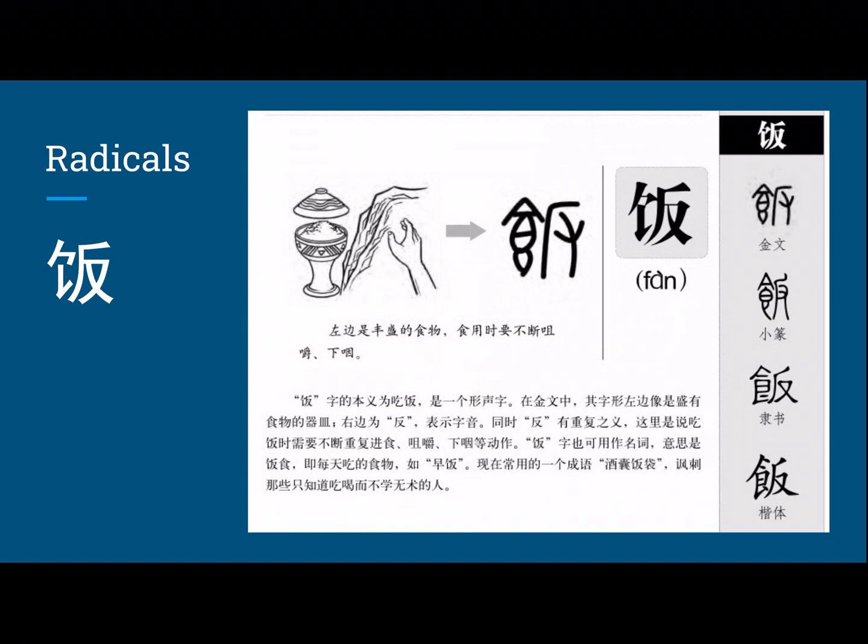But if you take a look at the left-hand side of this character, 饭, we can see that the original form looked like a container with a lid. And this 饭, this left-hand side of this is the food radical. So a lot of words that have to do with food in some way have this food radical, which we see in the left-hand side of 饭.